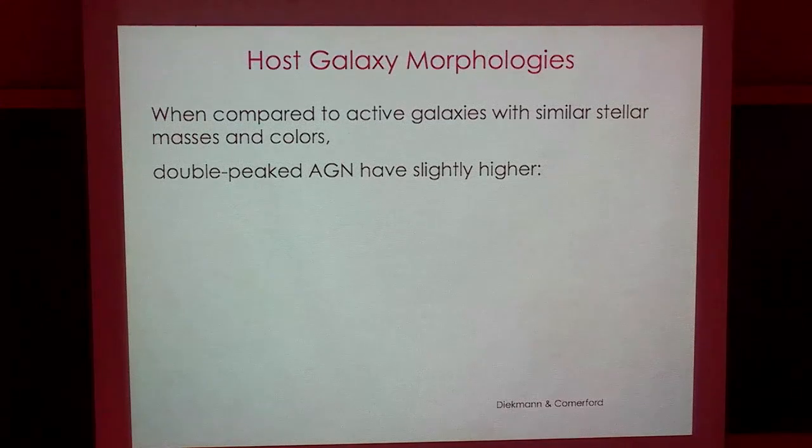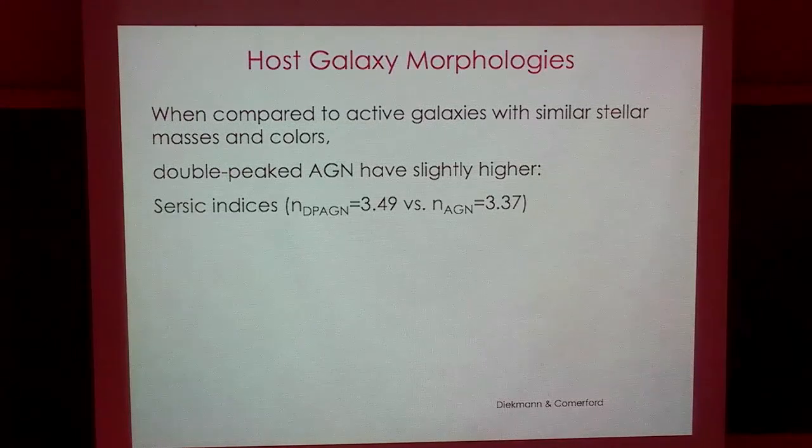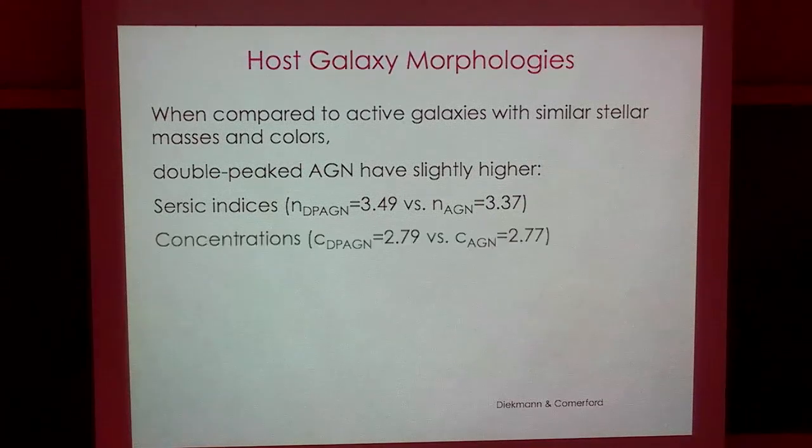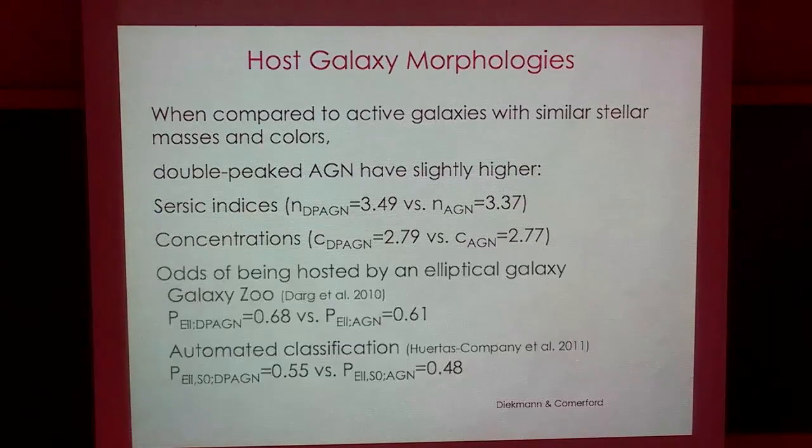So we're using several different tracers for host galaxy morphology because, as you know, it's a difficult thing to measure. What he's finding, first of all, is that the double-peaked AGN have slightly higher Sersic indices than their comparison AGN populations. In terms of concentration, they're about the same. In terms of visual classification, one technique is Galaxy Zoo, which uses citizen scientists to assign visual morphologies to the galaxies. There he's found that about 70% of the double-peaked AGN are in elliptical galaxies, whereas only 60% of the general AGN population are.